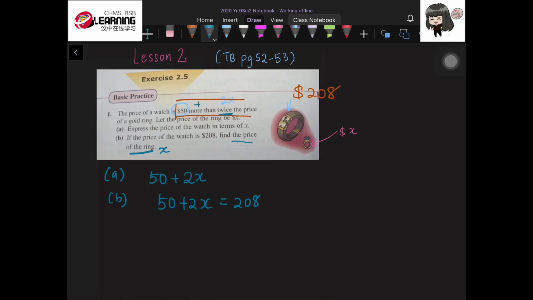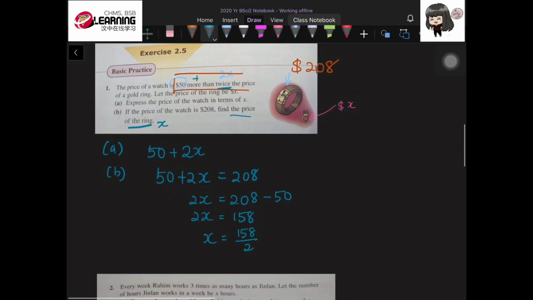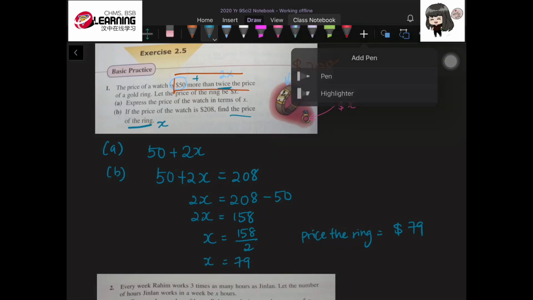So we move the 50 to the right side. So it's 208 minus 50. 2x equals 208 minus 50, which is 158. And then we move the 2 to the other side, it becomes 158 divided by 2, which is 79. So since x is the price of the ring, the price of the ring is $79. Done. So the price of the ring is $79, the watch is $208. Okay, that's for question number 1.